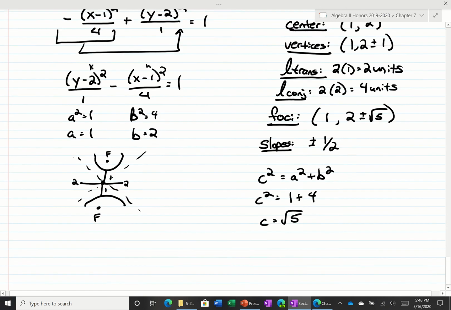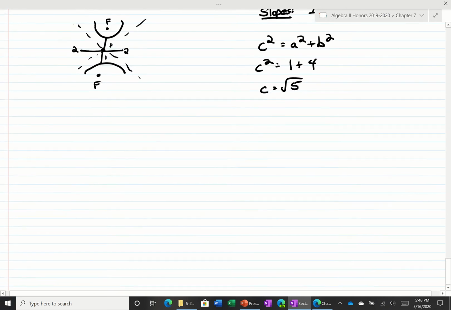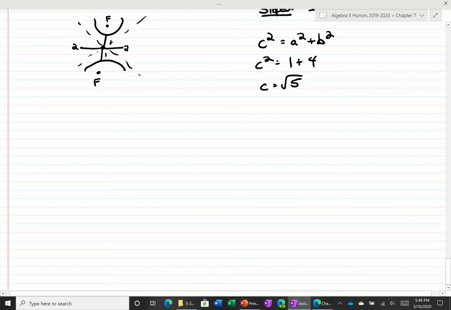All right, maybe we'll do one more, and I'll give you your homework. This problem looks like this. What if we had 3x squared minus 4y squared minus 12x plus 24y equals 36. We'll group our x's.